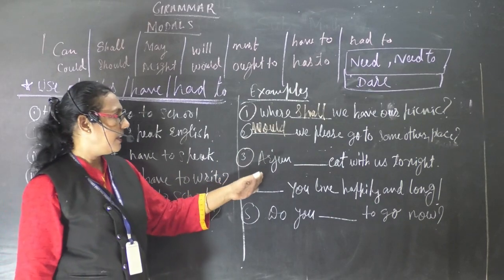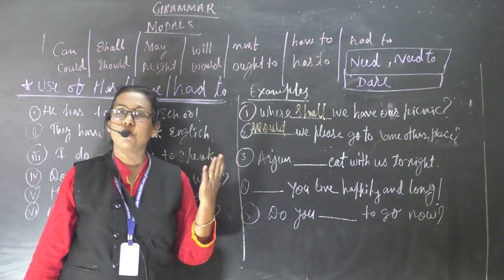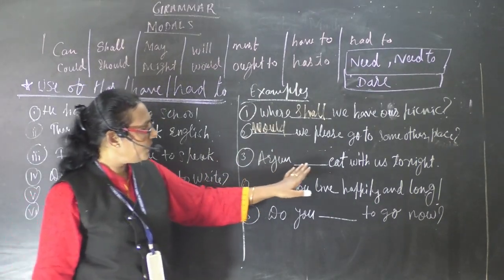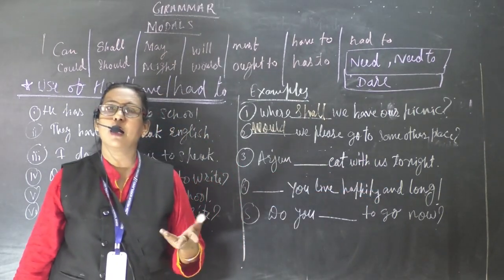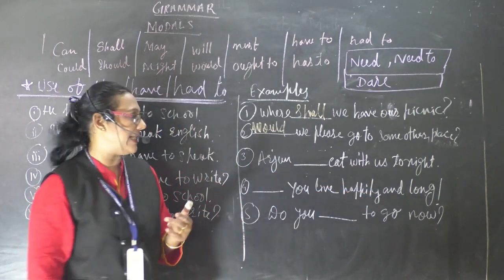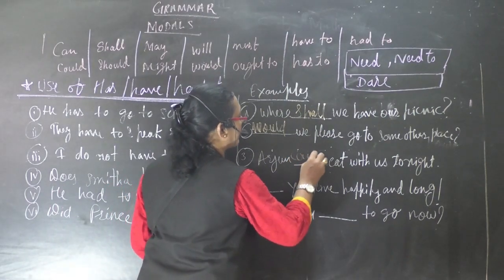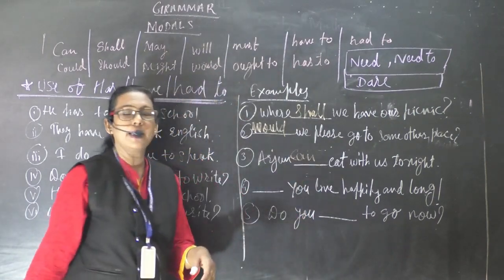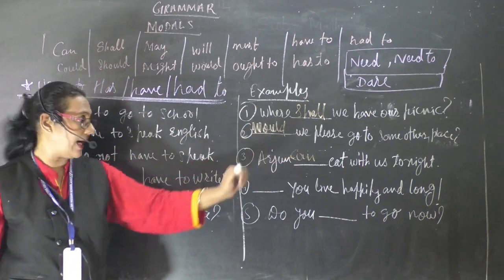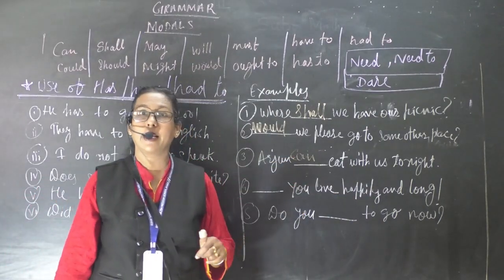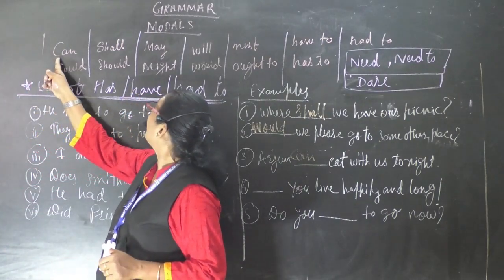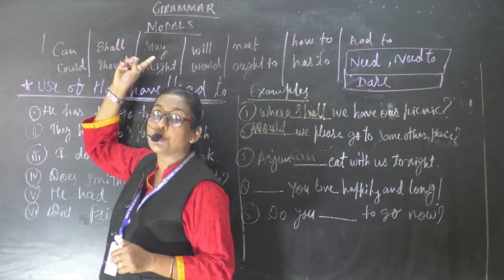Humble request. Now here, we see: Arjun eat with us tonight. What? Arjun can eat. Very good. Very simple sentence. Arjun can eat with us tonight. You live happily and long. Right? When we have learned can and able to be.